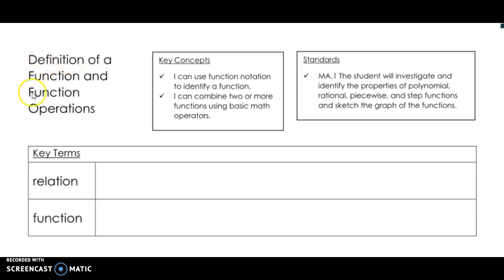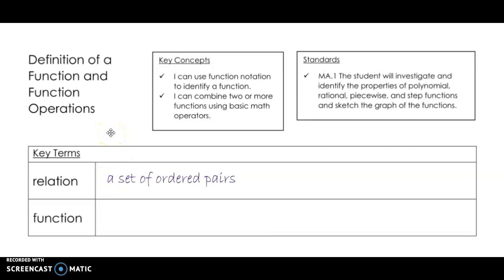Today's topic is about the definition of function and function operations. What we want to be able to do by the end of next class is to be able to use function notation, be able to identify what is a function and what's not, and to combine two or more functions using our basic math operators of addition, subtraction, multiplication, and division. So a lot of this should be a review from previous years.